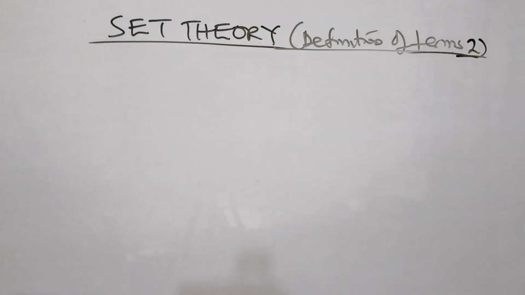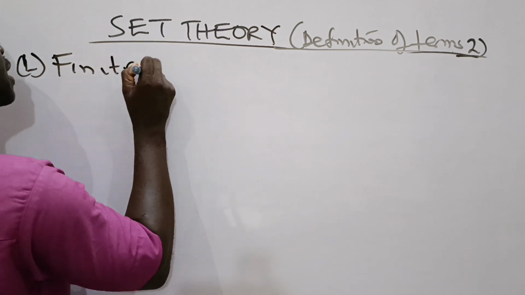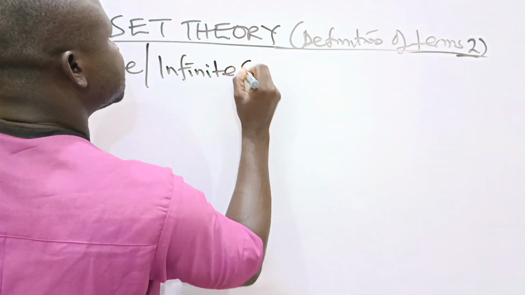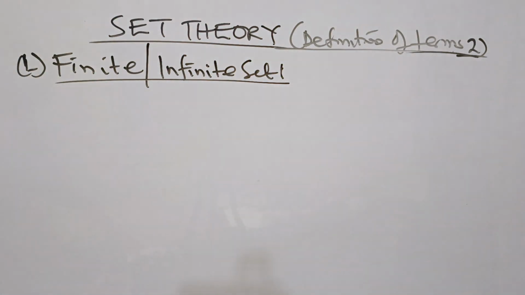So we want to continue with set theory. We continue with definition of terms. Today we are starting with finite and infinite sets. What do we understand by finite and infinite sets?